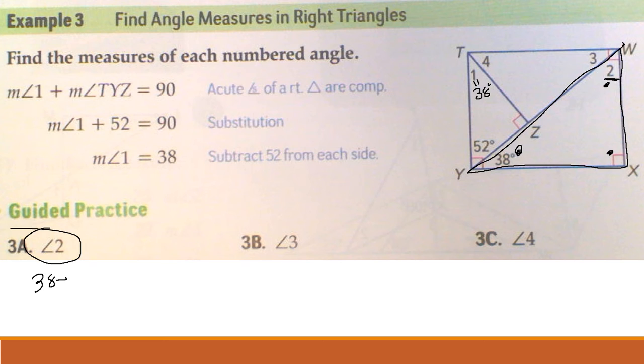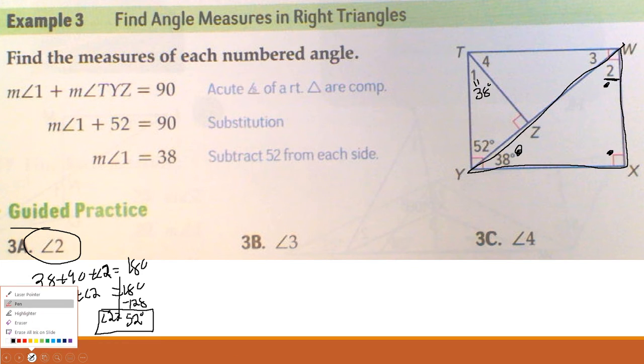So 38 plus 90 plus angle 2 is equal to 180. Again, just do your normal interior angle sum trick there. So if I add this together, we get 128 plus angle 2 is equal to 180. And then minus 128, minus 128, and we get that angle 2 is equal to 52 degrees. Okay. So again, that one was just a normal, you know, two of the three angles, set up your 180 trick to find the other one.